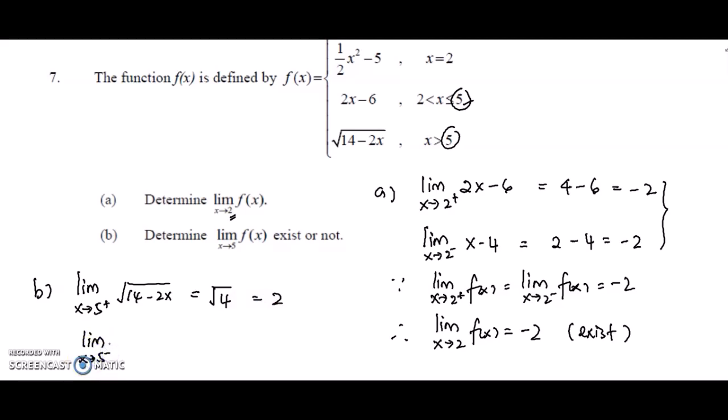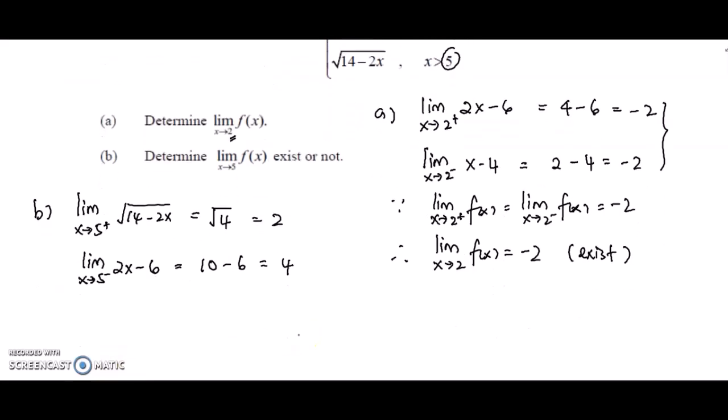When x approaches 5 negative, the function of f that we have to take is 2x minus 6, because 5 negative, for example, is 4.99999. 4.99 is located in this interval. So the corresponding function is 2x minus 6. Put in the 5, you have 10 minus 6, that will be equal to 4.